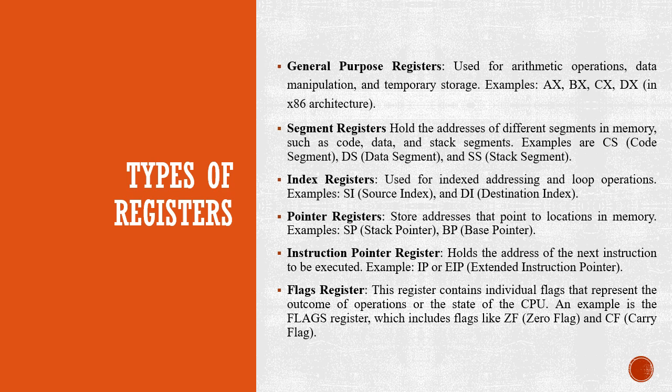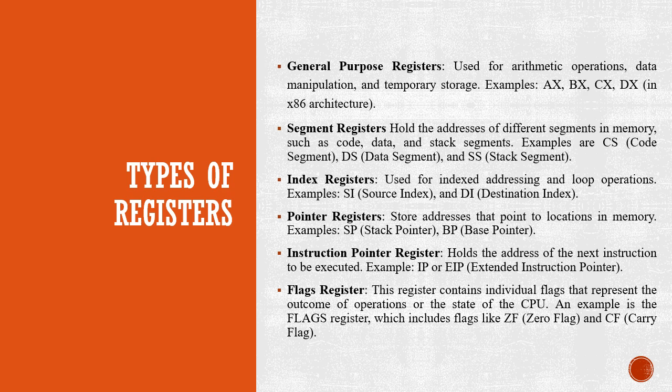We have the general purpose registers, segment registers, index registers, pointer registers, instruction pointer register, and flags register. Now, let's look at them individually. General purpose registers are used for arithmetic operations, data manipulation, and temporary storage. For example, the AX, BX, CX, DX in x86 architecture are used for all these operations. You can use them for arithmetic operations, data manipulation, as well as temporary storage.